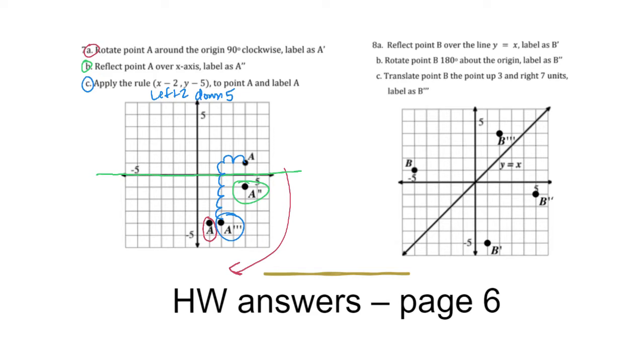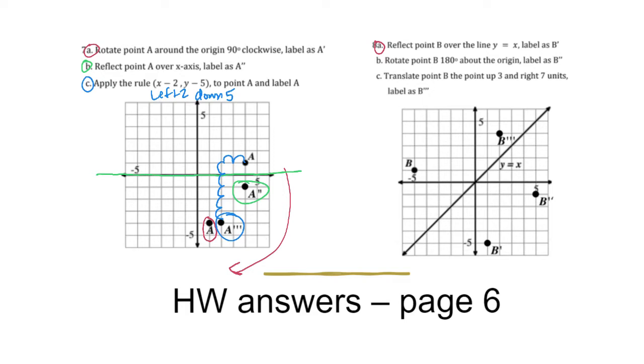I do want to make sure that you are actually trying these problems. It is going to help you to try them. There are going to be some on your quiz. All right, looking at 8A. Reflect over the line y equals x. We haven't really done much reflecting over diagonals. But what you want to do is count diagonally with the opposite slope of what this has.